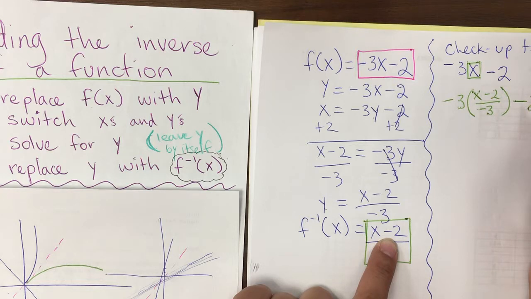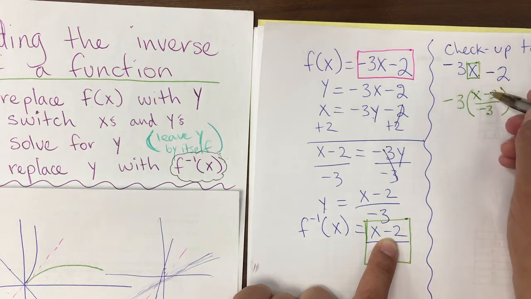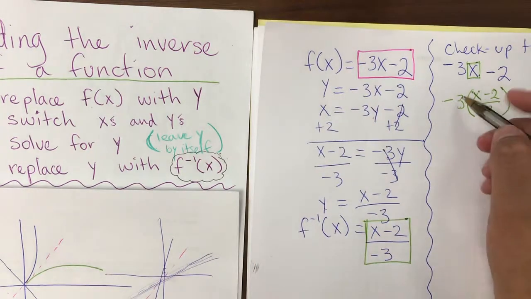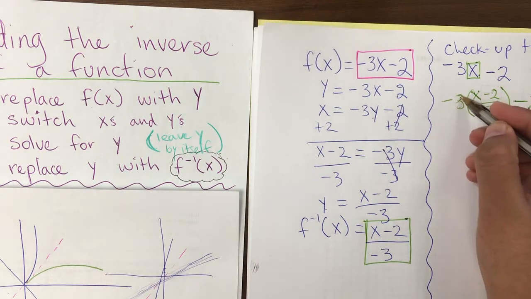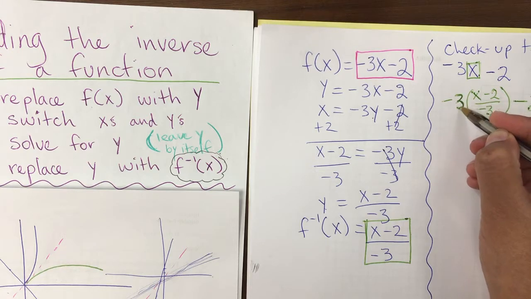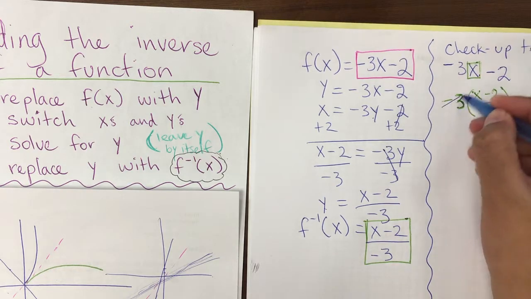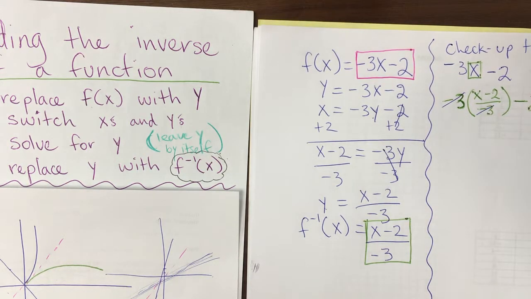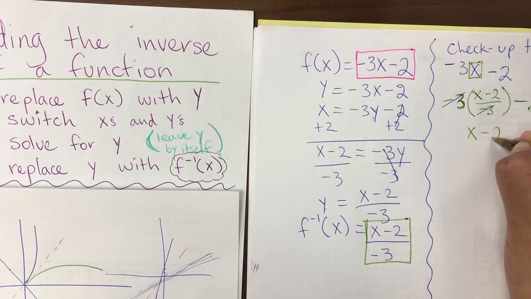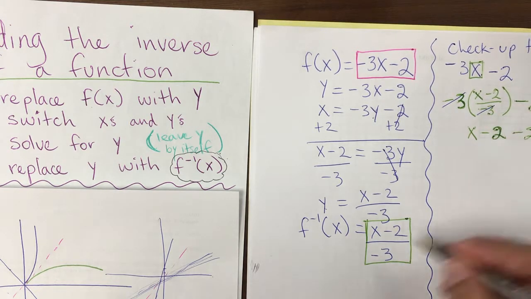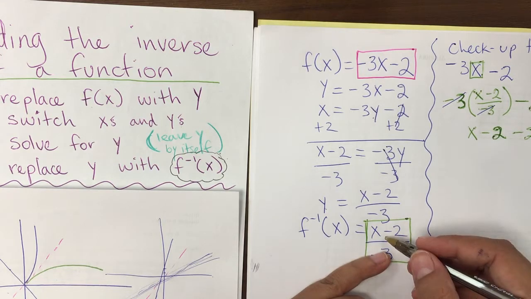Okay, something happened here. I see where I made a mistake. I was going to say, notice that I cannot cancel this, and let me show you something, because I made a mistake, and that helps us understand why it's important to do the checkup test. So I cancel the multiplication with the division, and I end up with x minus 2 minus 2. I have two negatives, so they cannot cancel each other. Therefore, this is not correct, and I made a mistake.